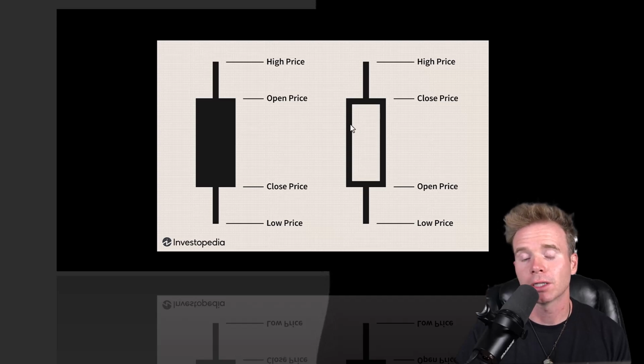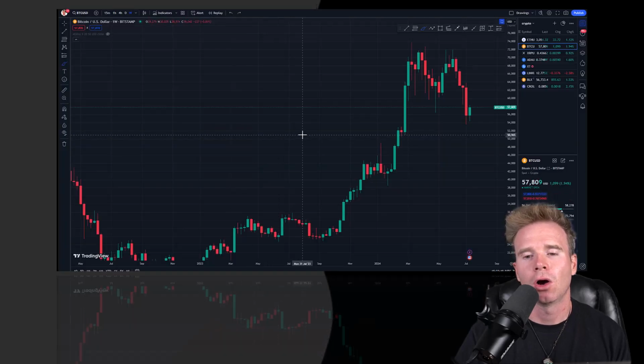On a positive or a bullish day, well, the open price is here. At some point there was selling pressure and it went down to here. Then there were buyers that came all the way to its high point, but then sellers came back in and it closed right here.